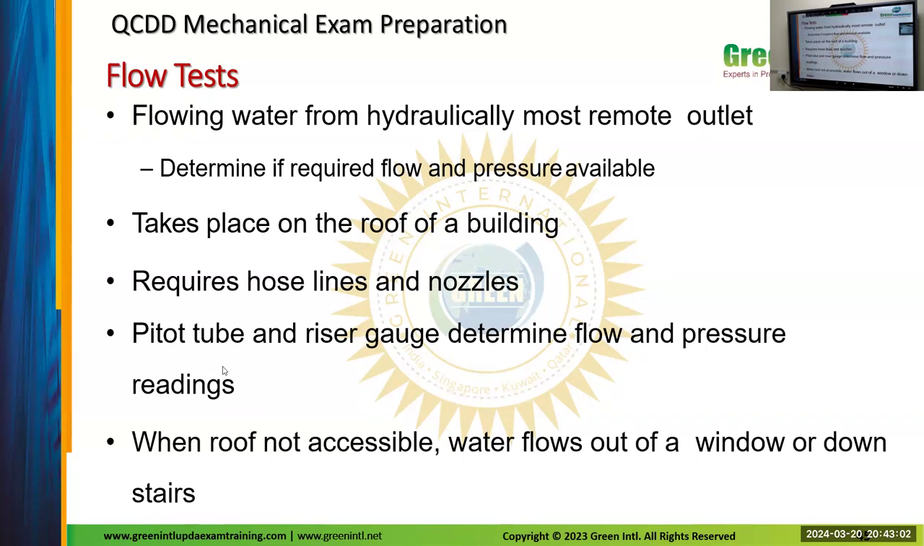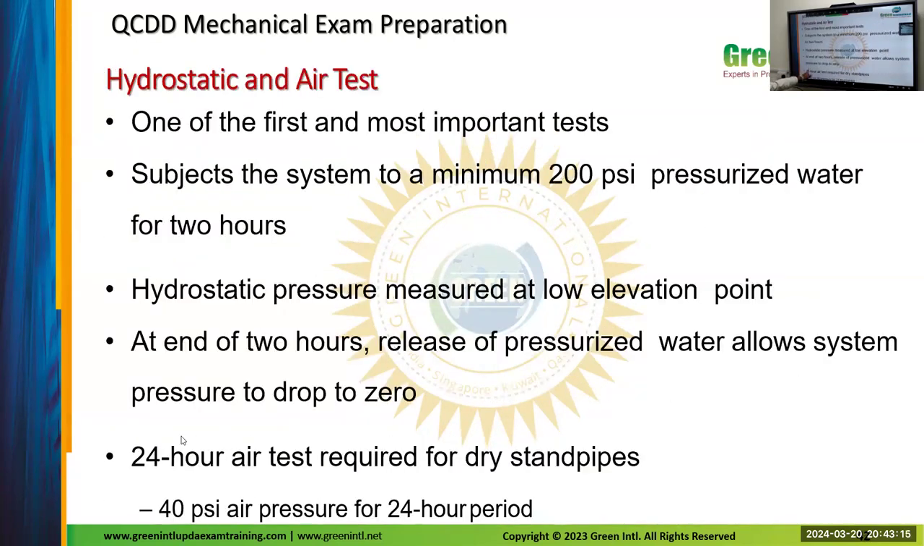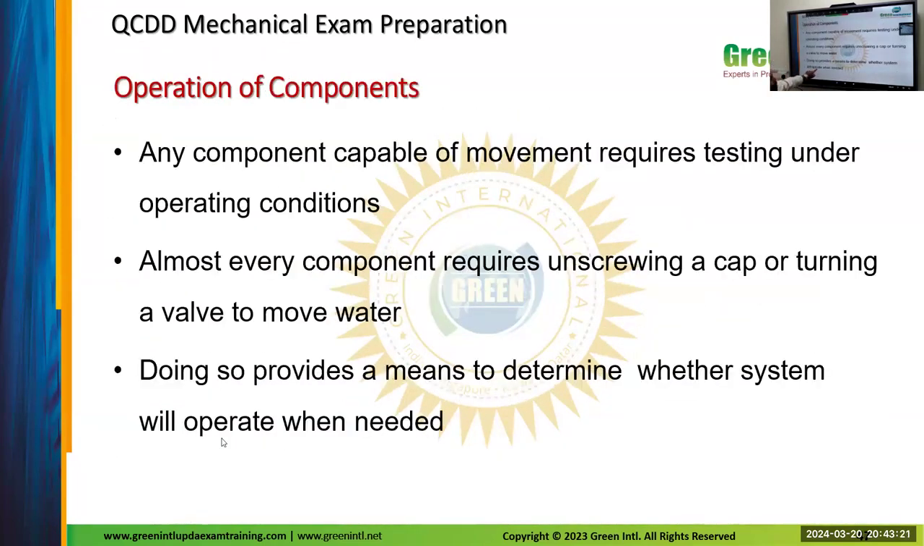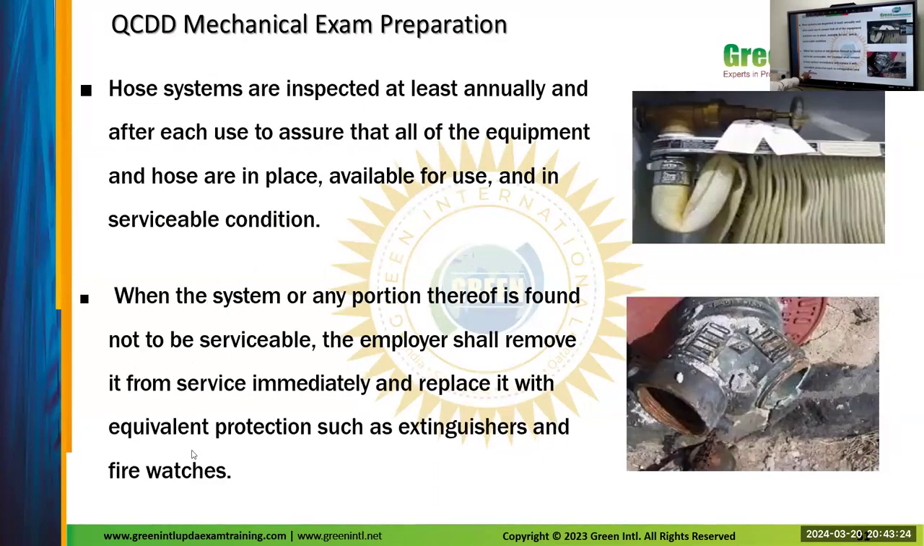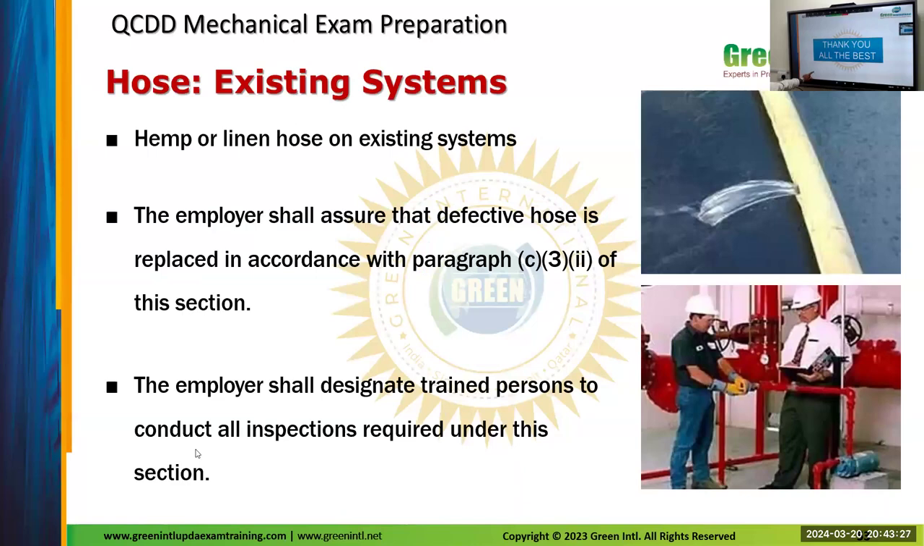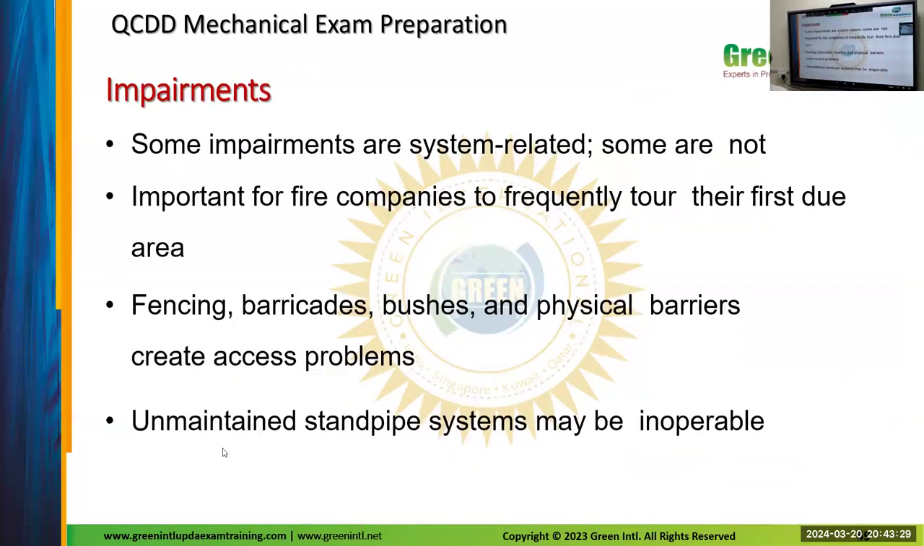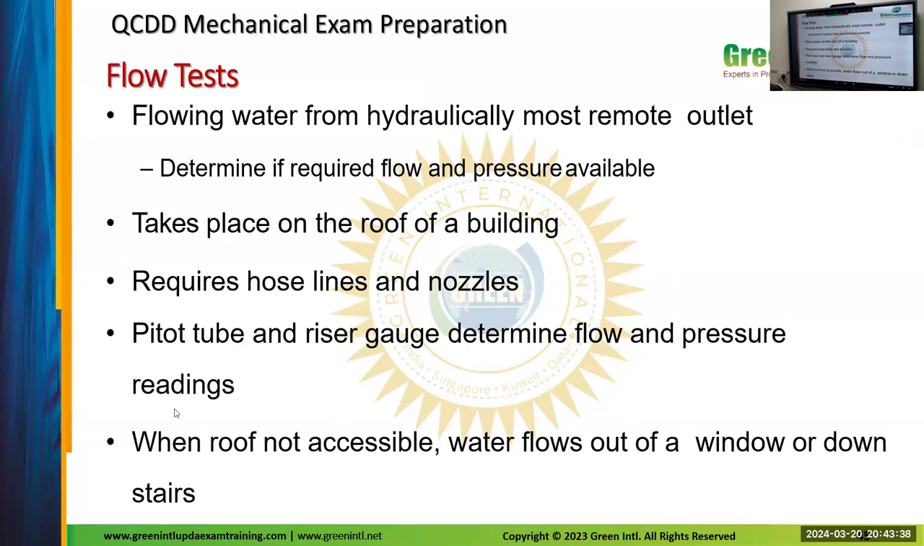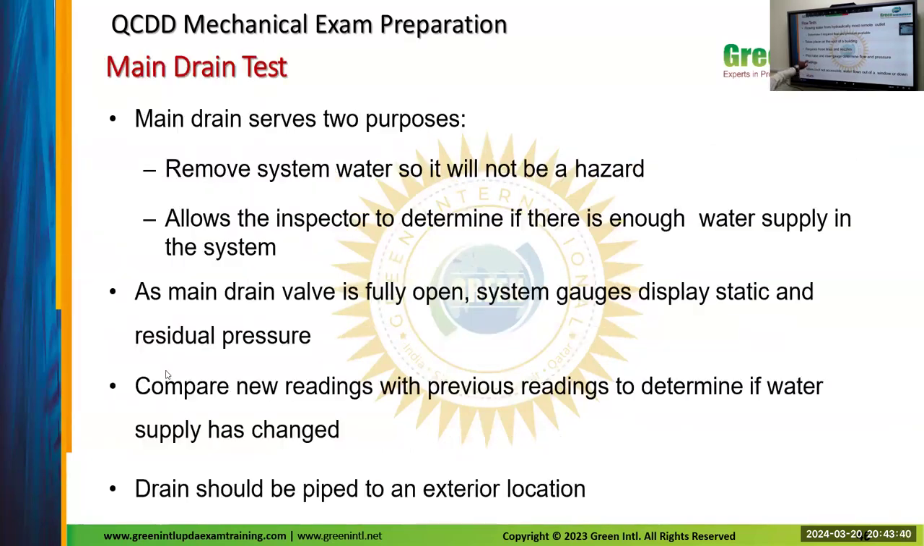Flow test. Flowing water from the hydraulically most remote outlet determines the flow. It takes place on the roof of the building and requires hose lines and nozzles. A pitot tube and riser gauge will be used. You know what a pitot tube is? A pitot tube is used for testing. And when the roof is not accessible, water flows.